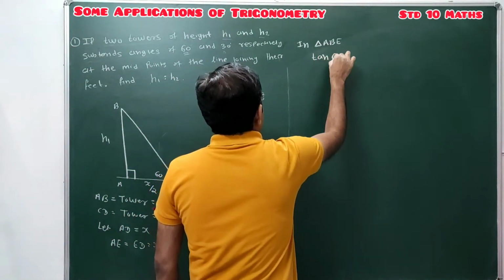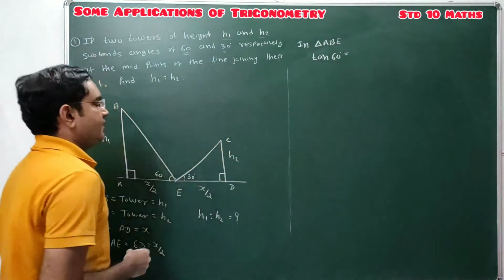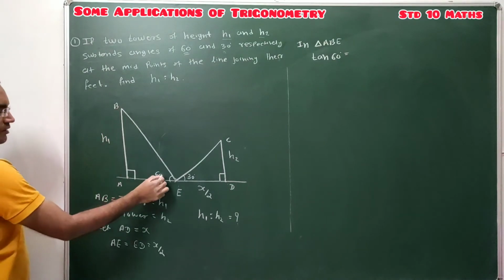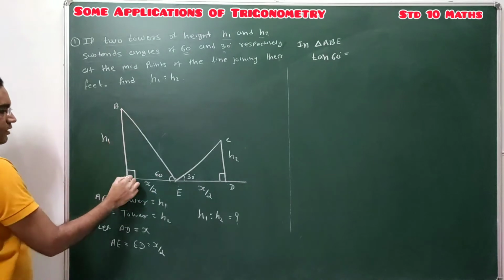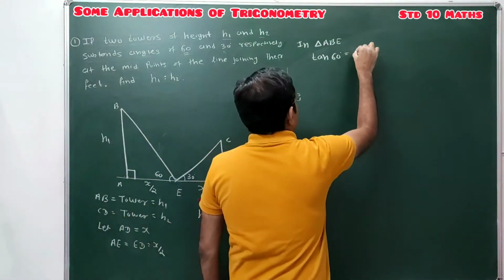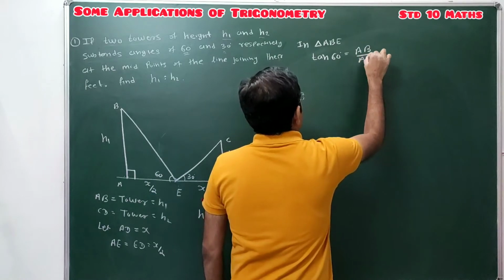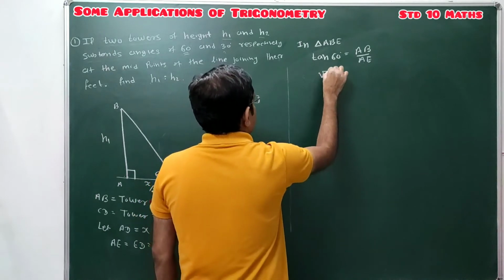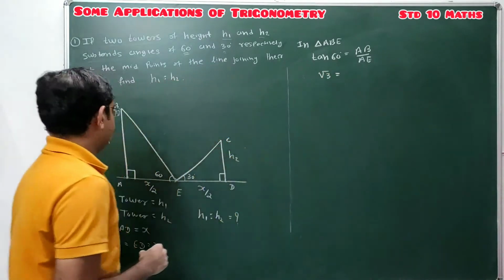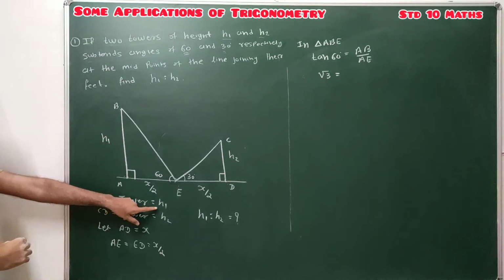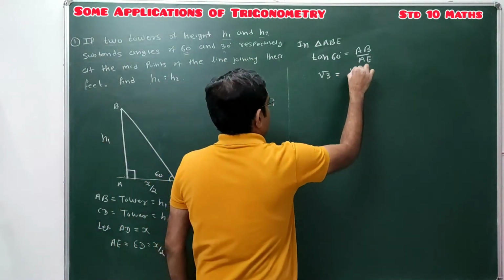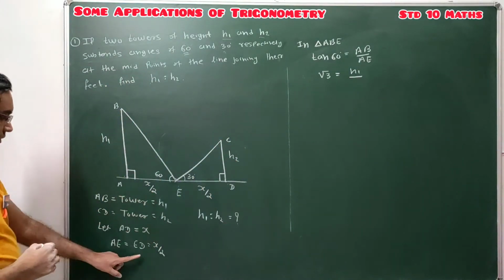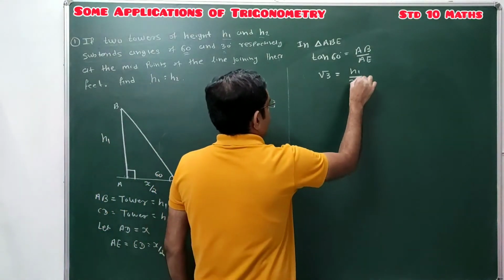So here tan 60 degree is opposite side by adjacent side. So opposite side is AB and adjacent side for the 60 is AE. So it's AB upon AE. Done. So here tan 60 is root 3. AB is the tower whose height is h1. So h1 upon AE. AE is x by 2.